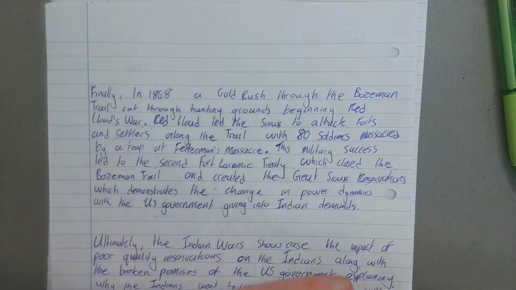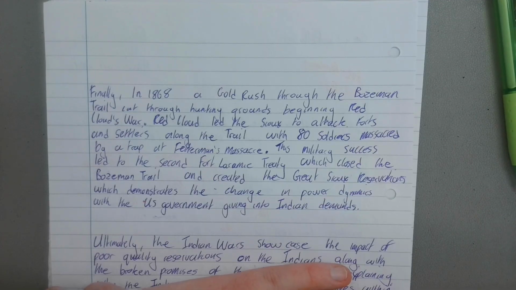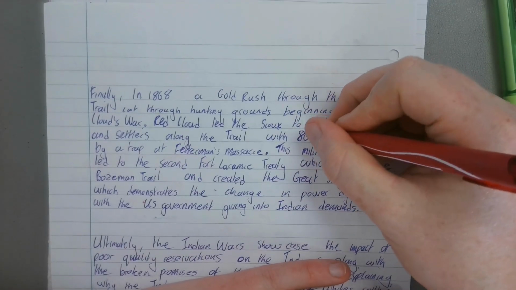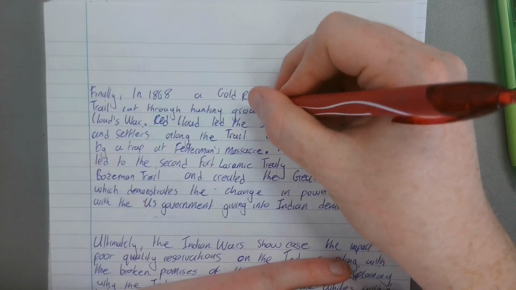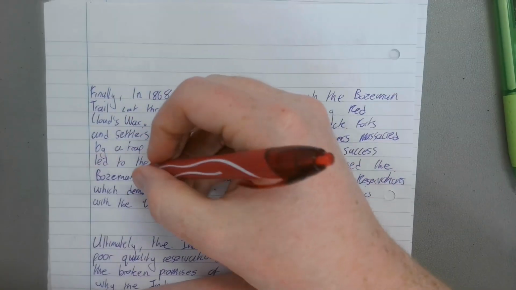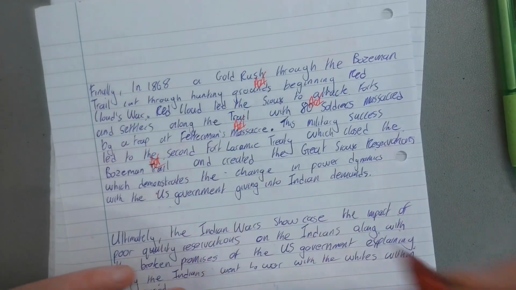Finally, in 1868, a gold rush through the Bozeman Trail cut through hunting grounds, beginning Red Cloud's War. Red Cloud led the Sioux to attack the forts and settlers along the trail, with 80 soldiers being massacred at Fetterman's Trap. This military success led to the Second Fort Laramie Treaty, which closed the Bozeman Trail and created the Great Sioux Reservations, which demonstrates a change in power dynamics, with the US government giving into Indian demands.